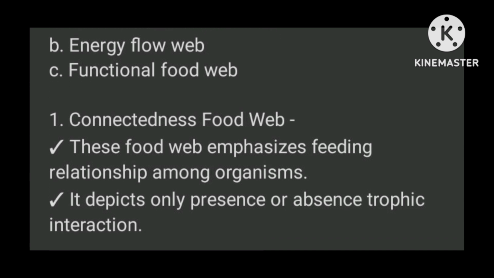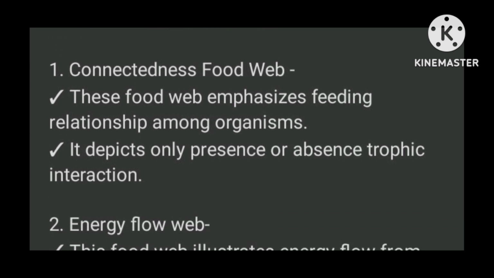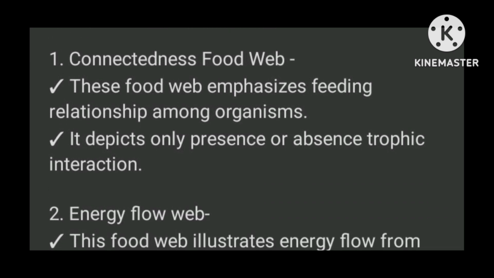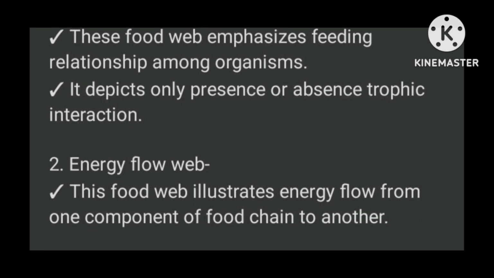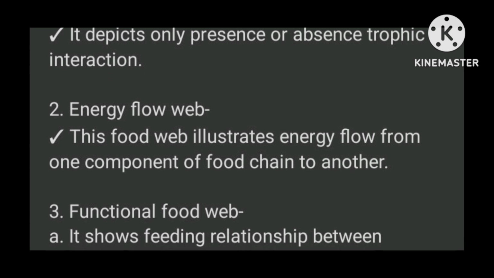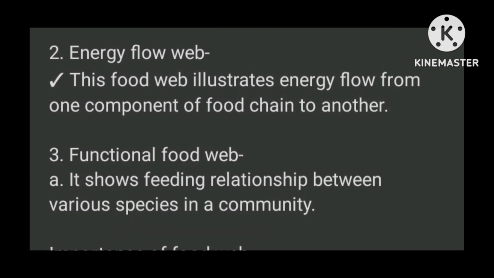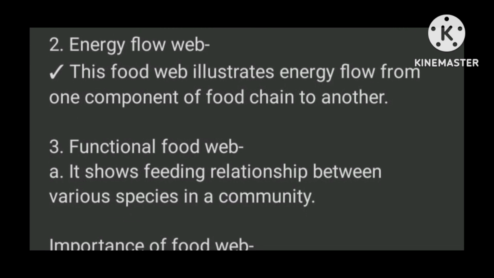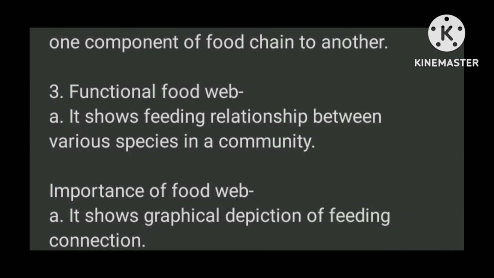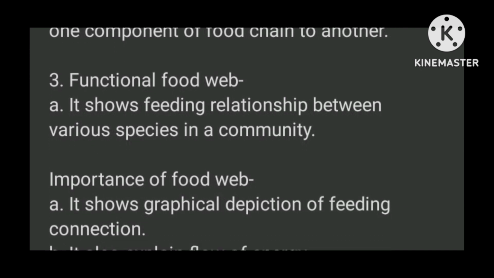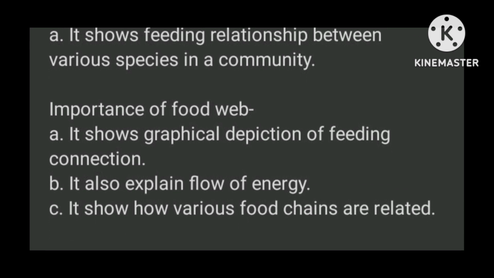First, connectedness food web. This food web emphasizes feeding relationships among organisms. It depicts only the presence or absence of trophic interaction. Second, energy flow web. This food web illustrates energy flow from one component of the food chain to another. Third, functional food web. It shows feeding relationships between various species in a community.